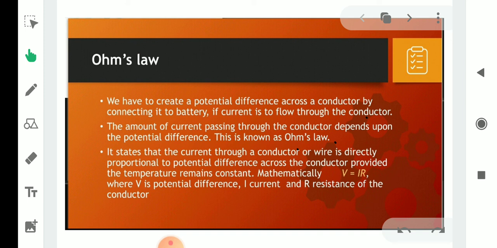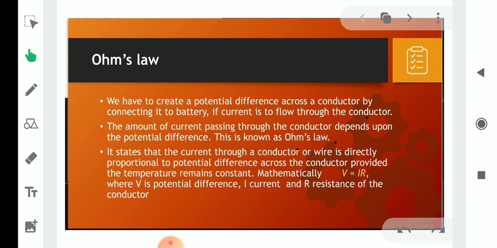This relationship between electric current and potential difference was stated in the form of a law, and this law is known as Ohm's law, which was given by Georg Simon Ohm. So what is the statement of Ohm's law? Let us study now.